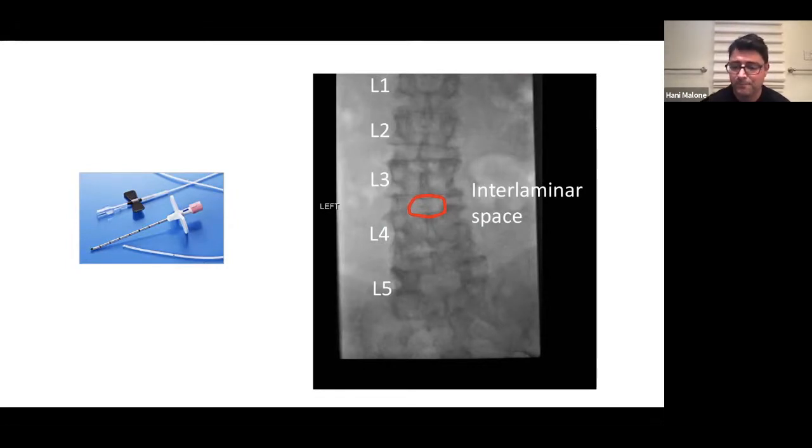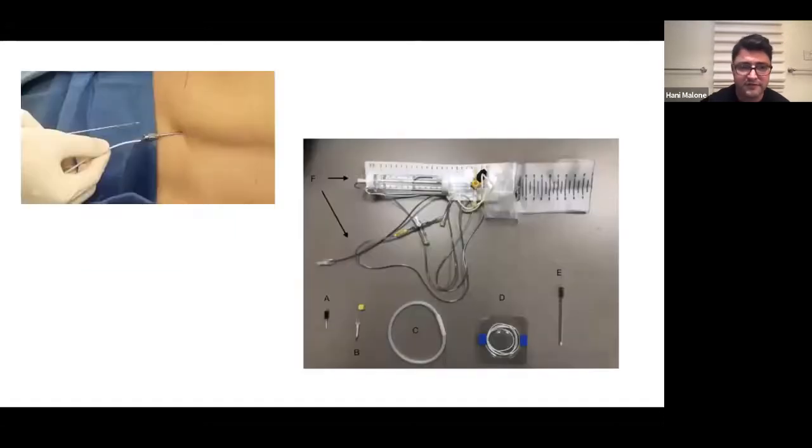So assuming that you are in the CSF space and you get that flush of fluid, the only thing that's different from an LP, obviously, is that you've got to advance this spinal drain. If you look at this diagram on the right, C is the stylet and D is the actual spinal drain, which is a very thin, low caliber drain. And so you essentially open up the spinal drain at D, and you advance the stylet, which is in C, all the way through the length of the spinal drain.